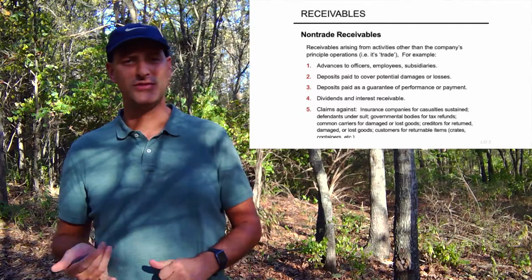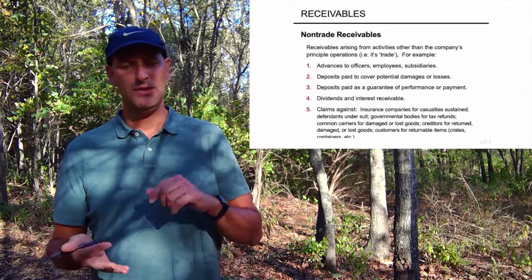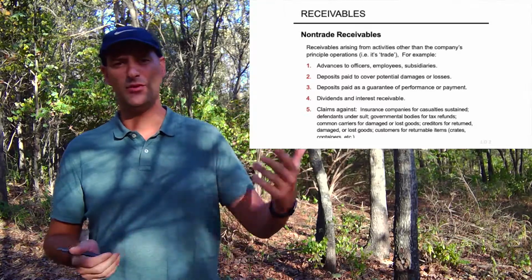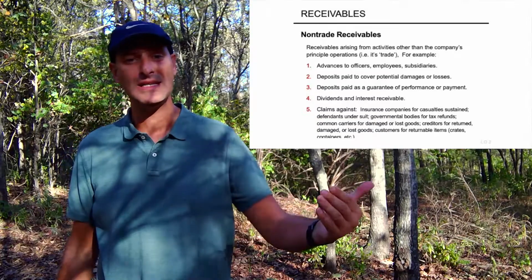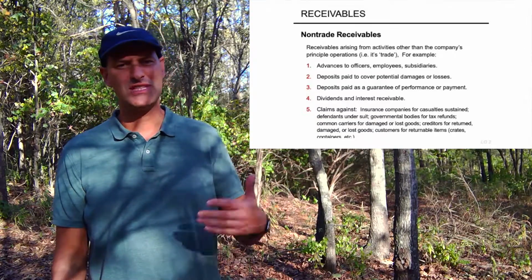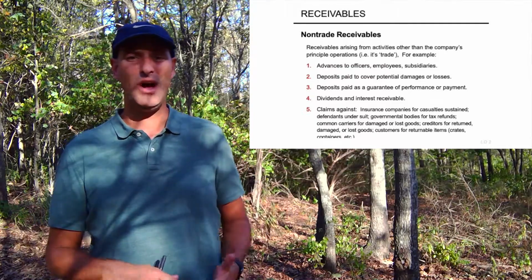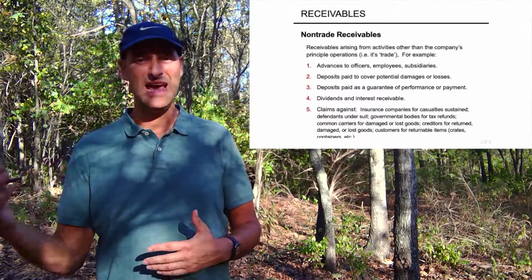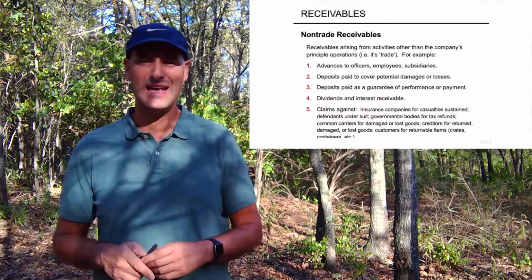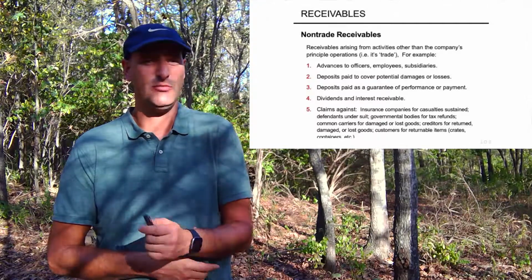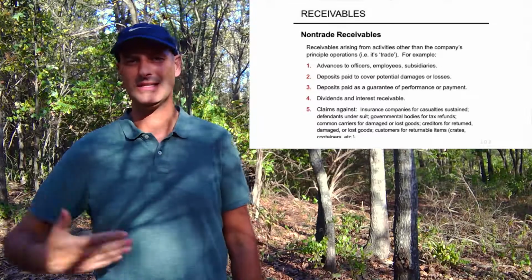They could be advances to officers or employees. They could be deposits. They could be guaranteed future payment or future performance, dividends, interest receivable, claims against insurance companies, any number of things that would generate, as we said in the definition, some claim the company has or some oral commitment the company has to receive payment. That would be a receivable. If it's not in the normal course of their trade or business, it's a non-trade receivable. Typically, these are split out, where companies will report trade receivables and non-trade or other receivables. So that's broadly what receivables are.